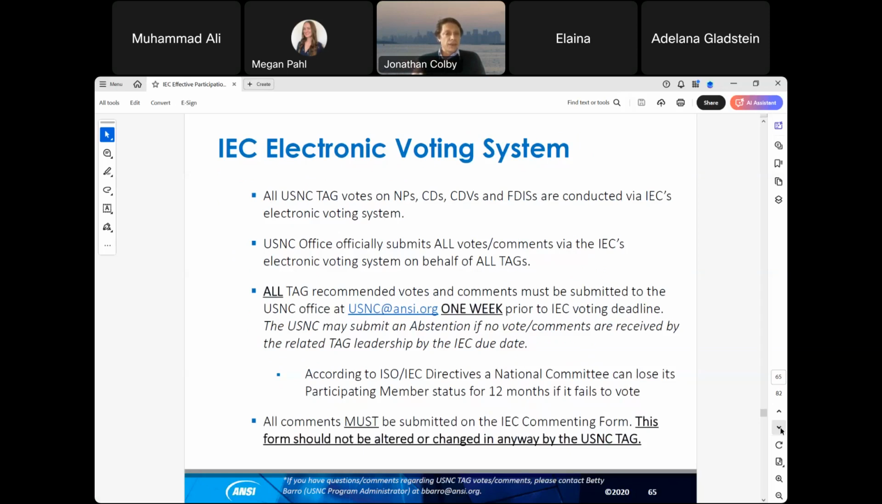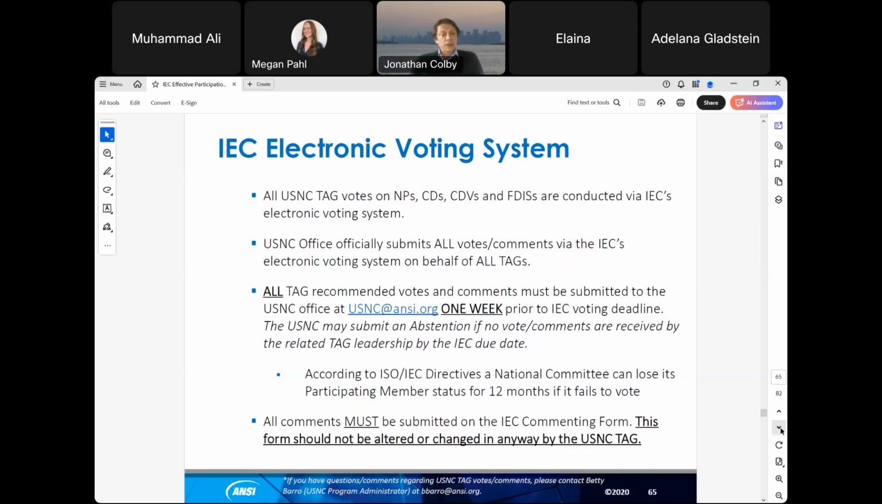The USNC office is the one who officially submits all of those votes and comments via this system on behalf of the tag. The tags are all recommended to provide votes and comments. All tag recommended votes and comments must be submitted to the national office 1 week prior to the voting deadline. And we do want to note that the National Committee may submit an abstention if votes or comments are not received by the IEC due date.